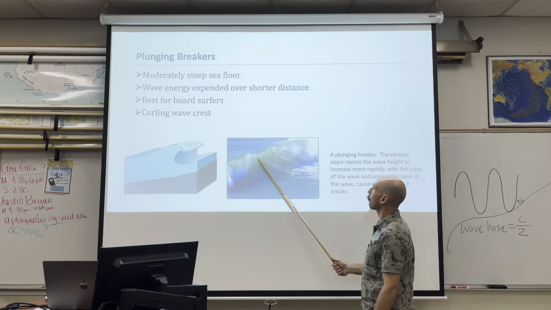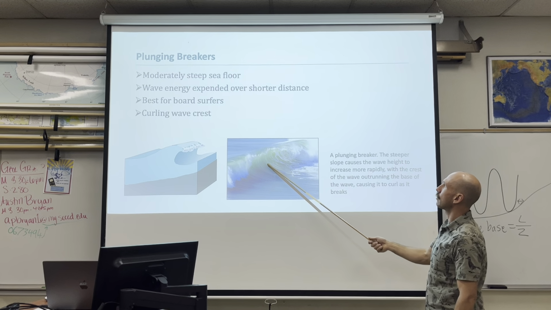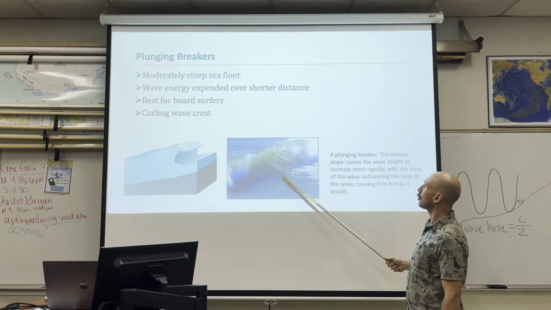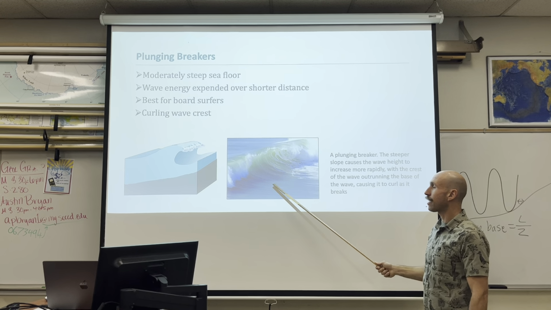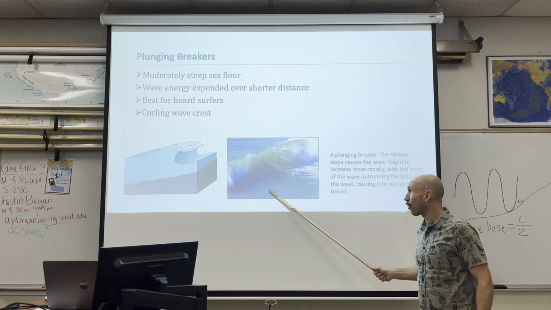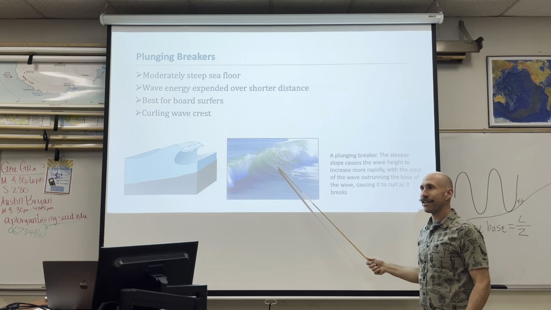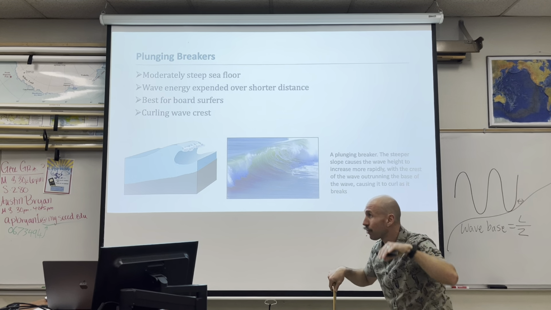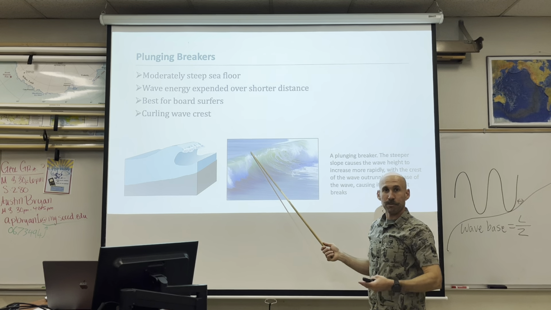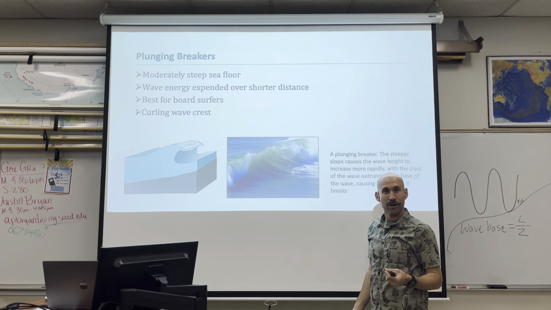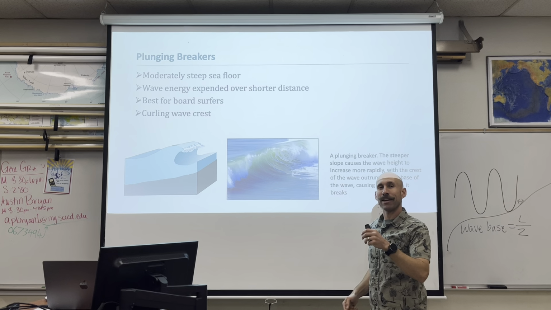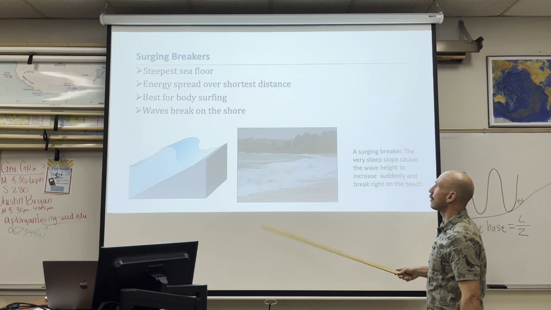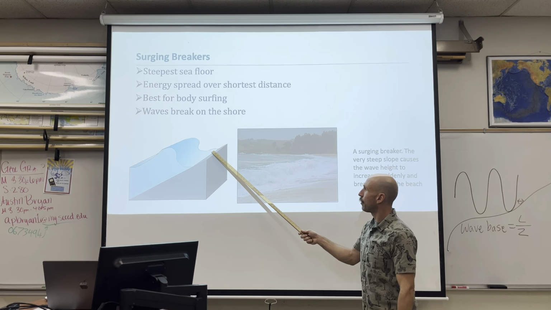These are called plunging breakers. These are the best for surfers riding their surfboards. The energy is expended over a shorter distance, and the wave crest actually curls over on itself. This will create the barrels that surfers like to get in and hunker inside as the crest of that wave curls over them. It's breaking in the surf zone when the wave height over the wavelength is greater than or equal to 1/7. And then surging breakers, pretty steep ocean floor.